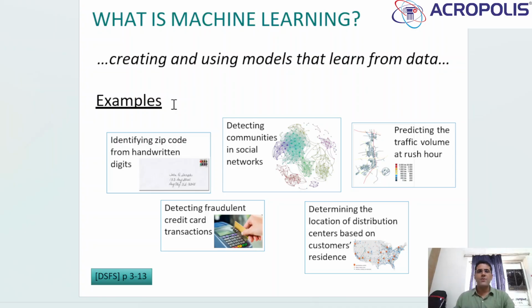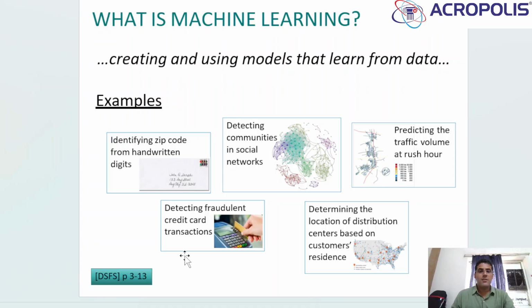So what is machine learning for you? Creating and using models that learn from data. Here are some examples: identifying zip codes from handwritten digits, detecting communities in social networks, or predicting the traffic volume at rush hours. Let's say you want to travel from X to Y, so you need to understand how much estimated time is needed to reach from one place to another. Here, machine learning is going to prove very helpful for you.